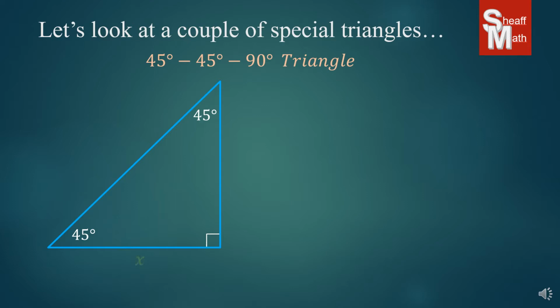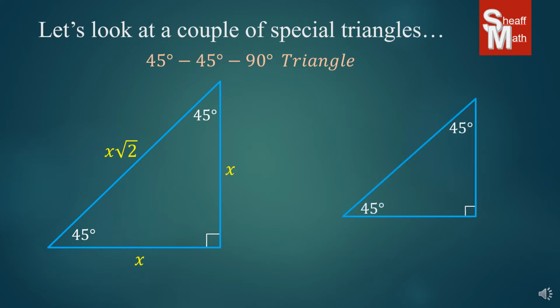So let's suppose that our leg was x, whatever number that is. Well, the other leg, and the legs are the small sides, is the exact same length. That's probably not too hard to figure out. But the hypotenuse, that side across from the 90-degree angle, is exactly square root 2 times the leg in every single 45-45-90 triangle.